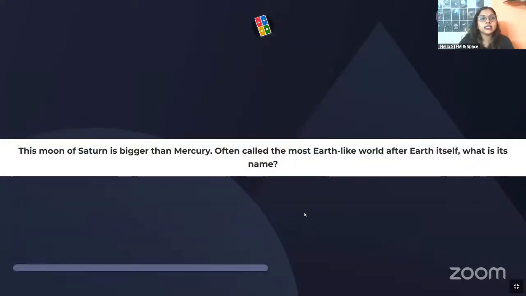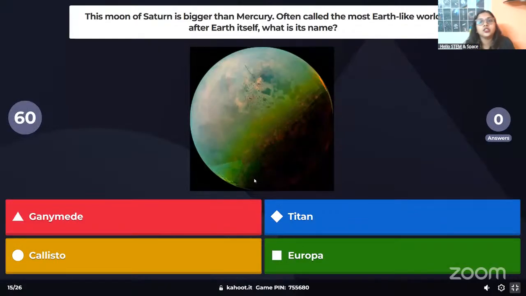This moon of Saturn is bigger than Mercury, often called the most Earth-like world after Earth itself. What is the name of this moon? So, okay, this is actually Saturn's moon. It is bigger than Mercury. And when we talk about this moon, we often talk about its Earth-like world. So what is the name of this moon? Is this Ganymede? Is it Titan? Is it Callisto? Or is it Europa?